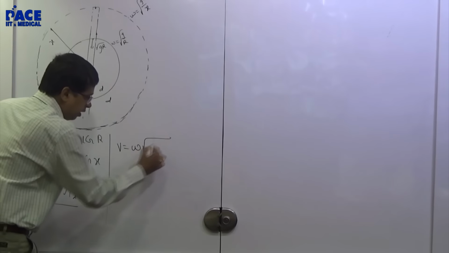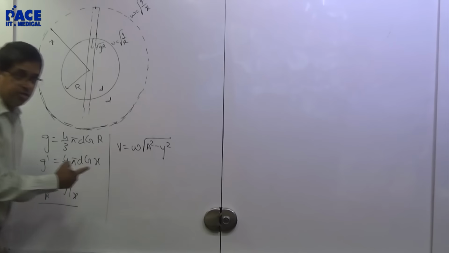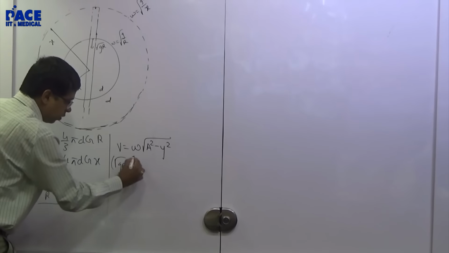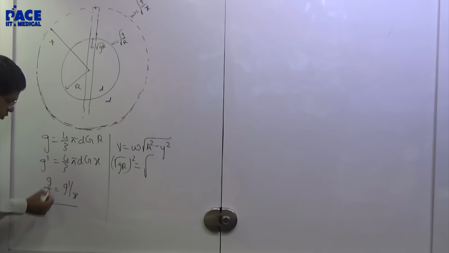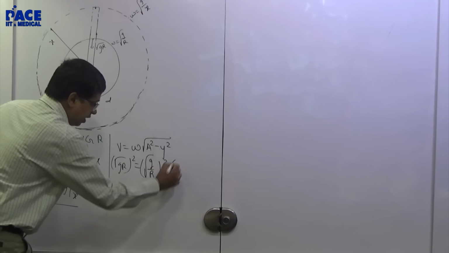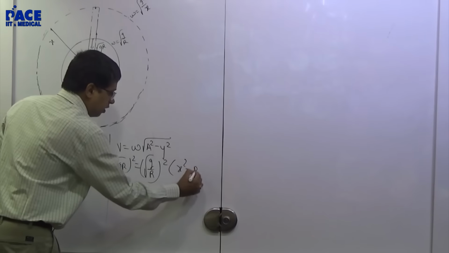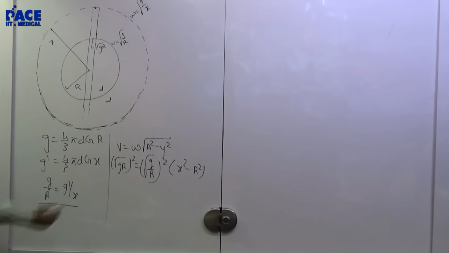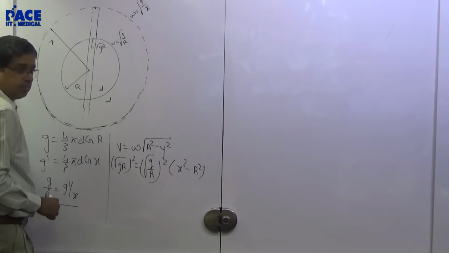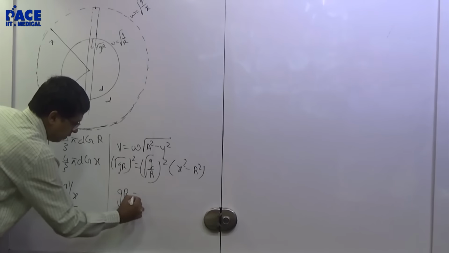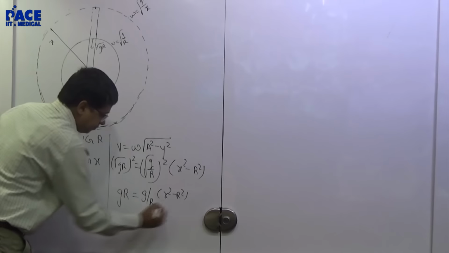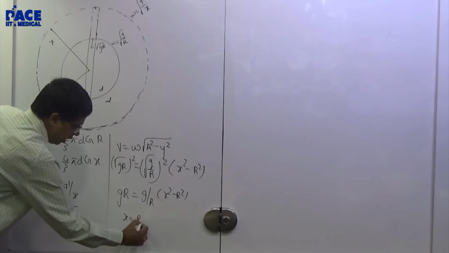V is equal to omega root over a square minus y square. Velocity expression in SHM. This velocity here should be under root gr. Square it. Omega, either you take under root g by r or g dash by x, it will be the same. Under root g by r. Square it. Amplitude is x, square. What is y? r, square. That means this should be the velocity when the distance of the particle from the center is r. So gr is equal to g by r into x square minus r square. Root 2r. x is equal to r root 2.